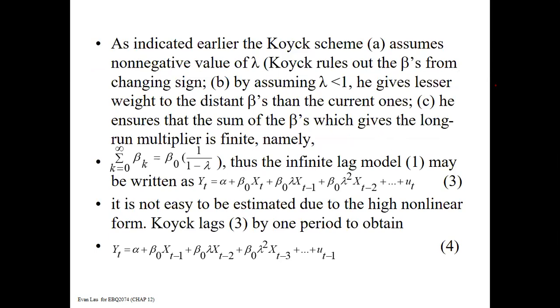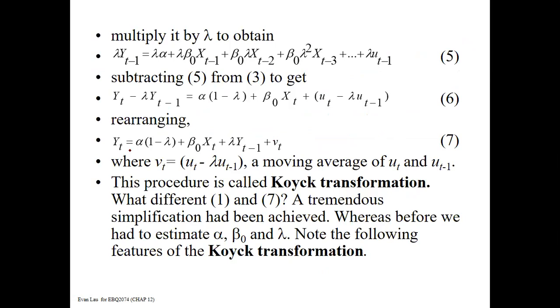So here we assume that when you transform it into the model, you will have this lambda inside there. After the transformation and rearrangement, like equation number 7 here, we call it the Koyck transformation, where this lambda measures the speed of adjustment. It tells us how fast the variable at t-1 will be able to explain the current y.